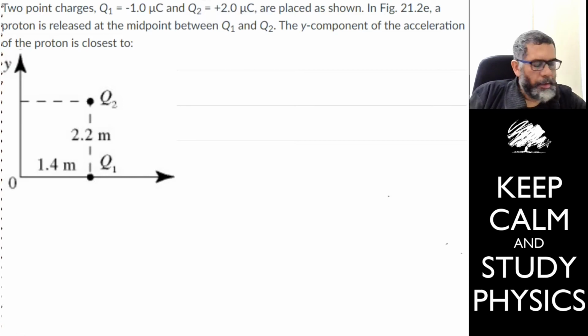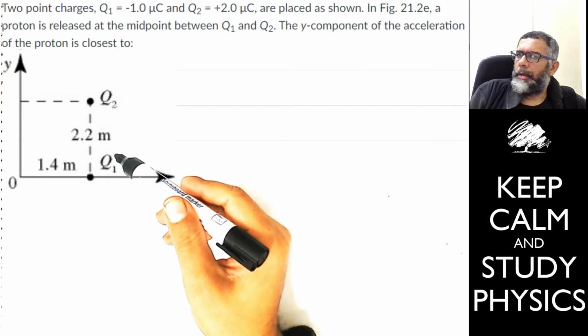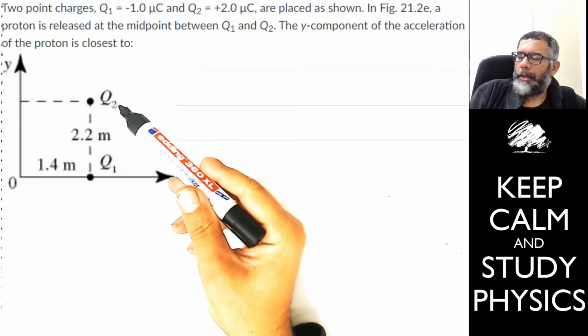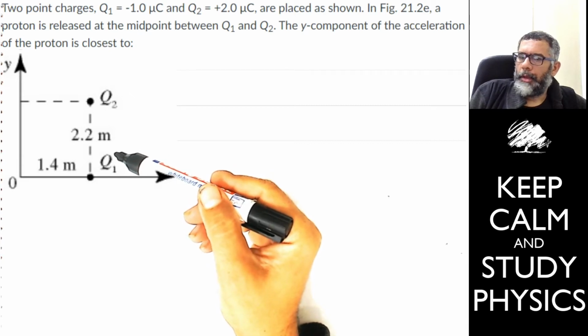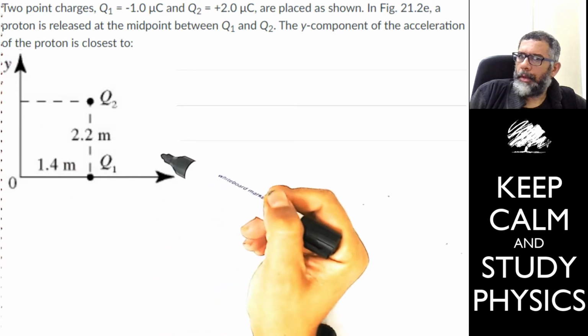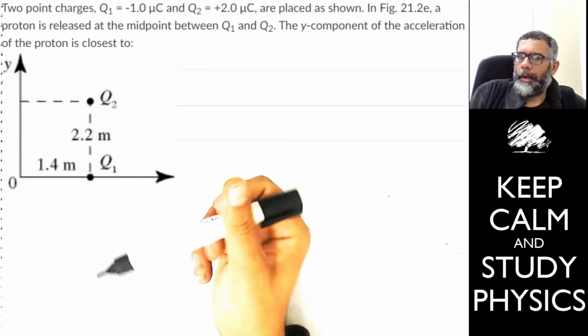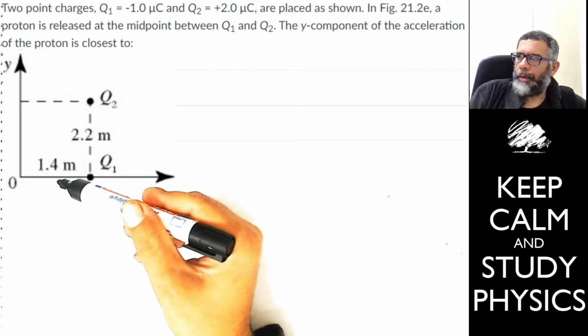So next question is, again, you have these two charges. The configuration is given as the charges are 2.2 meters apart from each other. We have also this coordinate system that is x and that is y. And q1 is located on the x-axis away from the origin 1.4 meters.